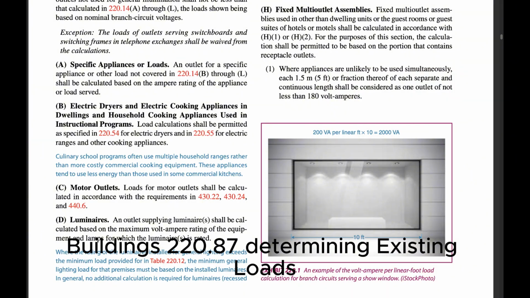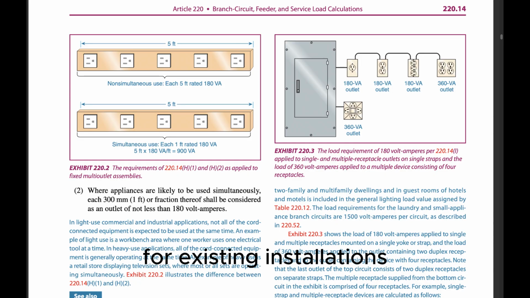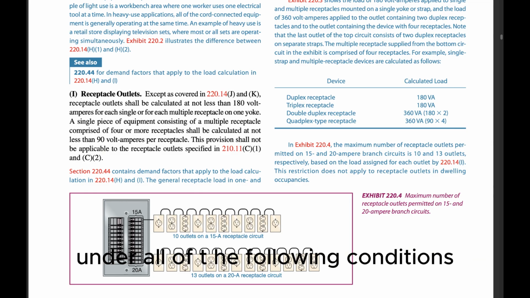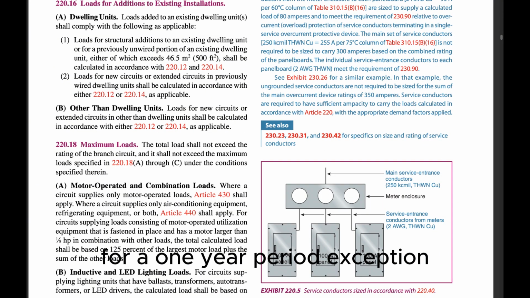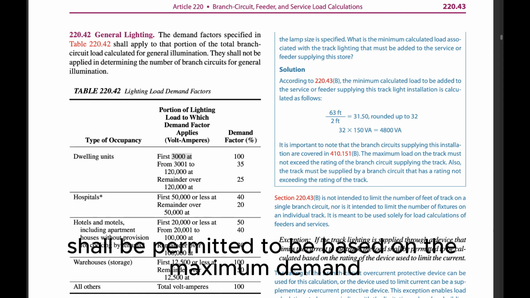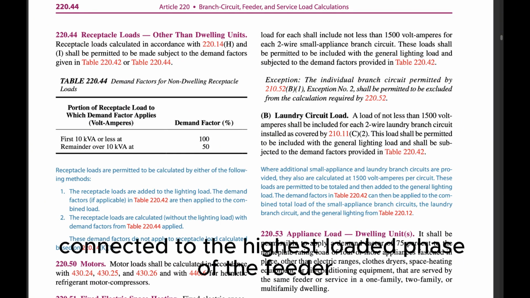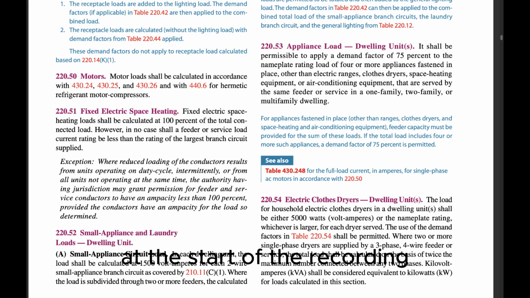220.87 Determining existing loads. The calculation of a feeder or service load for existing installations shall be permitted to use actual maximum demand to determine the existing load under all of the following conditions. 1. The maximum demand data is available for a 1-year period. Exception: if the maximum demand data for a 1-year period is not available, the calculated load shall be permitted to be based on the maximum demand, continuously recorded over a minimum 30-day period using a recording ammeter or power meter connected to the highest loaded phase of the feeder or service, based on the initial loading at the start of the recording.